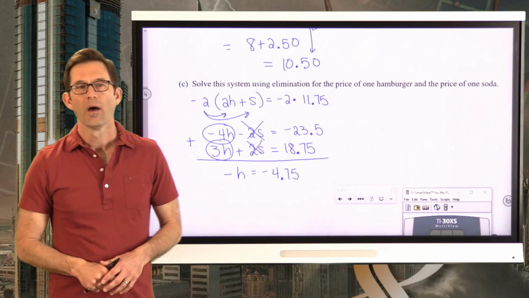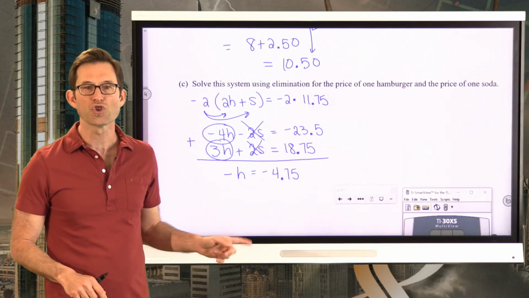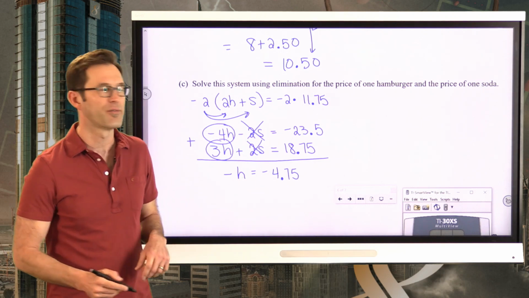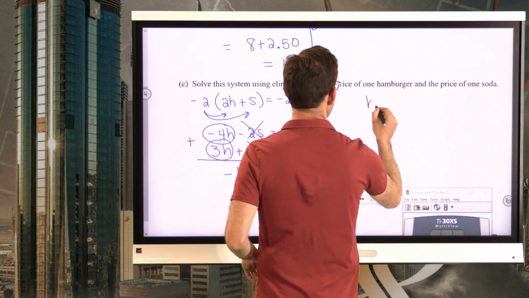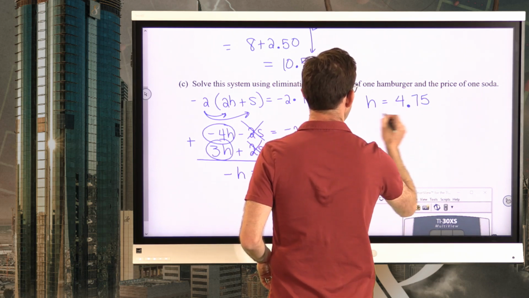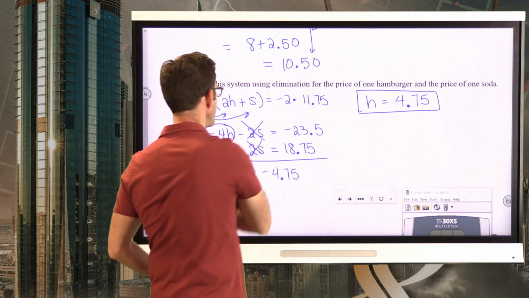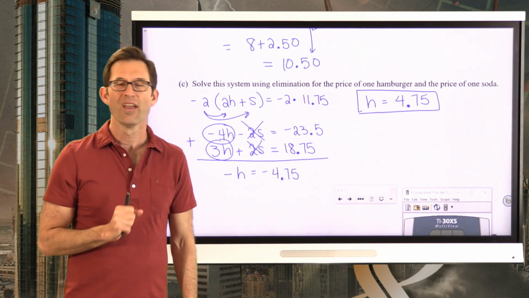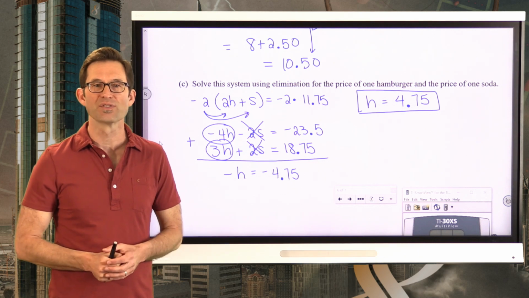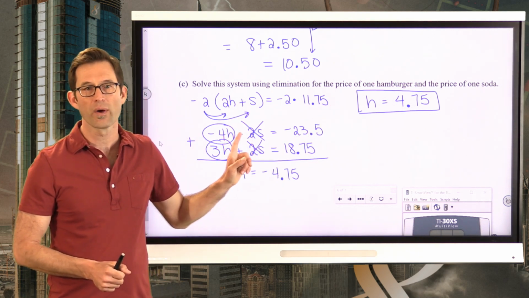All right, let's pause just for a moment before we finish this out and figure out the price of a hamburger. I hope this logic is really easy for you. If -h equals -4.75, then positive h equals positive 4.75. So a hamburger, right, is $4.75. And as always, to figure out the price of a soda, I can take that and substitute it either into this equation, or this equation.